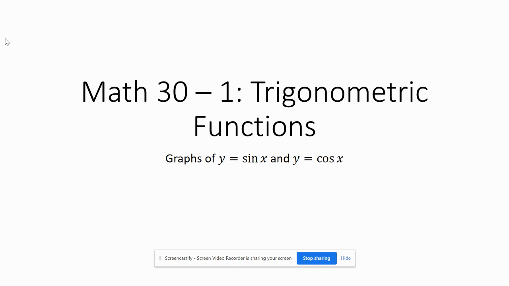We have 4 sections. We're going to start on the graphs of y equals sine x and y equals cos x. Section 2, we're going to apply transformations to both of these graphs. Section 5.3, we do the graph of y equals tan x, the tangent function. And then section 5.4, I would call a sinusoidal function application section. A lot of cyclical motion like that, and how we deal with some of those problems.